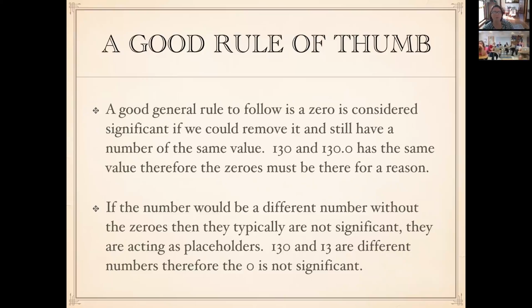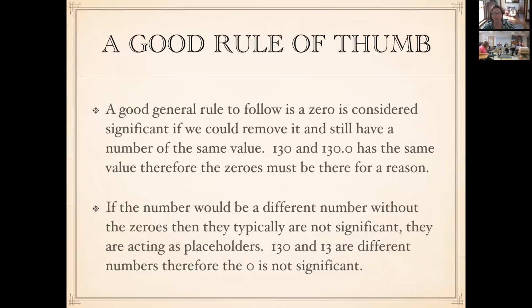A good rule of thumb is a 0 will be considered significant if we could take it out of the number and still have the same value of the number. The number 130 and the number 130.0 has the same value. So the zeros must be there for a reason. All right, this doesn't work in every situation, but it is a decent rule of thumb. If you can take it out and the number is still the same, it's significant that it's still there.